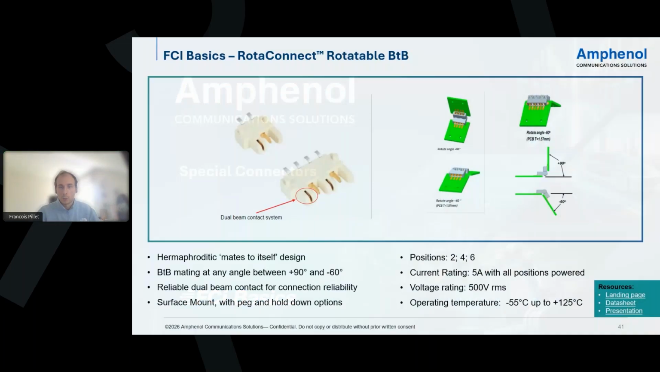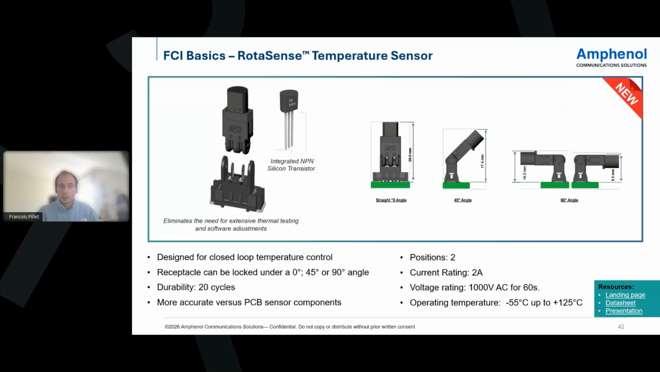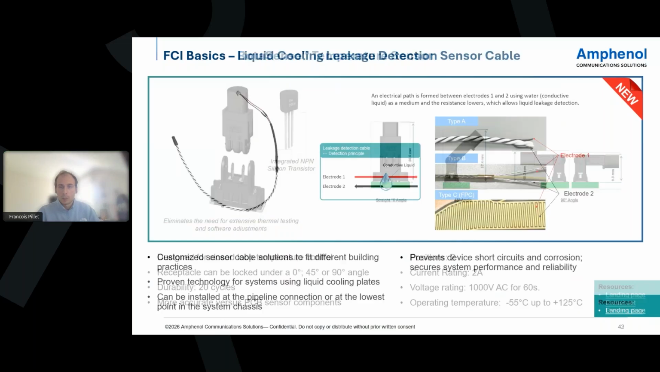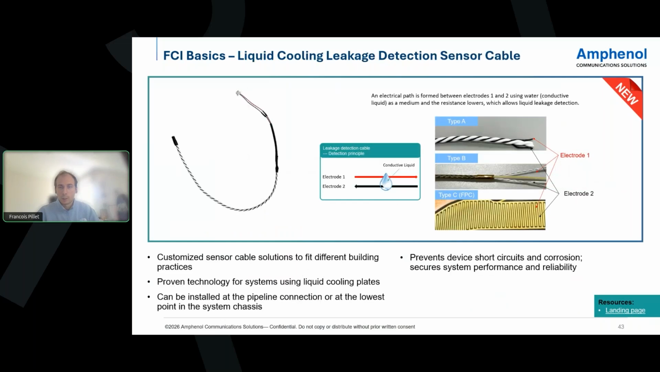Some examples are the Rotor Connect with its hermaphroditic design, the Rotor Sense temperature sensors and their 90-degree features, and finally the leak detection cable, which is becoming more and more popular even outside of IT datacom applications.